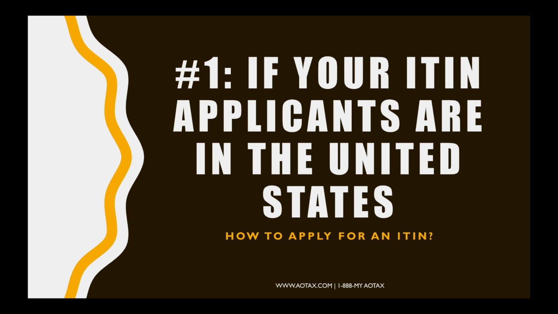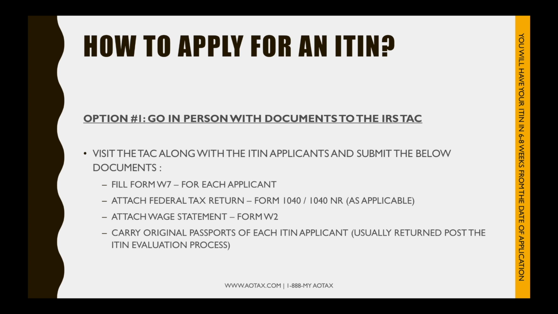Now, when we look at the ITIN application process, we need to divide it into two categories. One, we need to check if the ITIN applicant is in the United States. Two, is the ITIN applicant outside the United States. Now, case 1: let's understand what if the ITIN applicant, let's say the kids or parents or spouse, are in the United States. How do we apply for an ITIN in such a case?